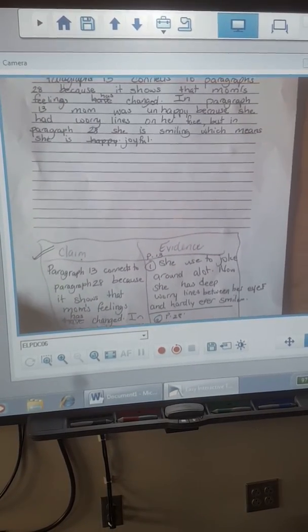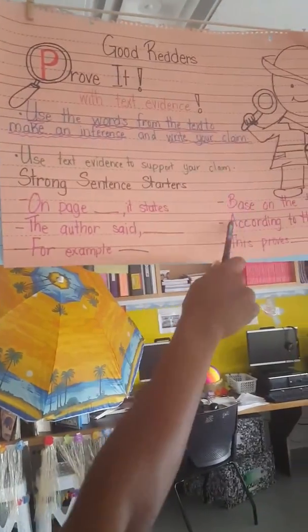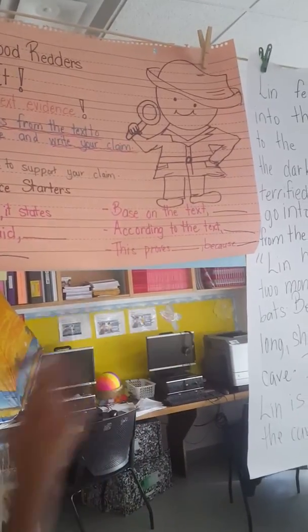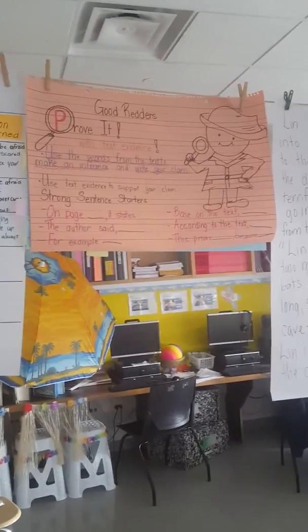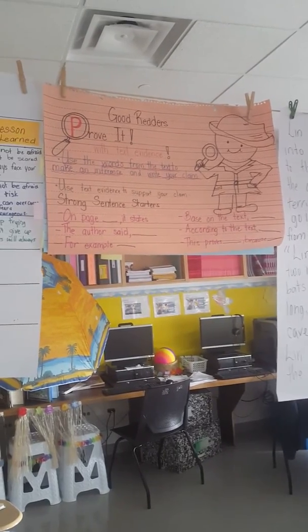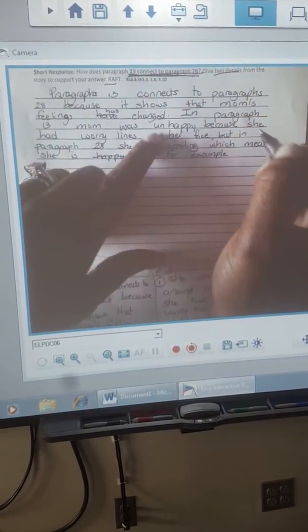Now you're going to explain your evidence. You can use transition words such as for example, on page blank it states, the author says, for example, based on the text, according to the text, this proves, because these words help students to transition in their writing, and it also helps them to prove their thinking and to show their thinking. So I'm going to continue. So I can say, for example, and now I'm going to talk about my first claim.